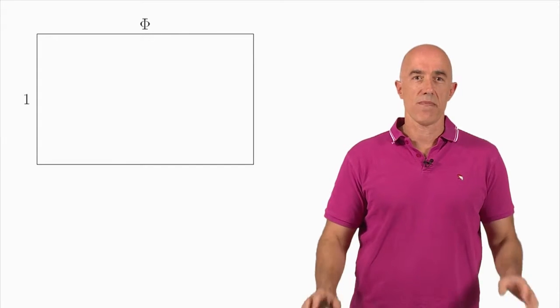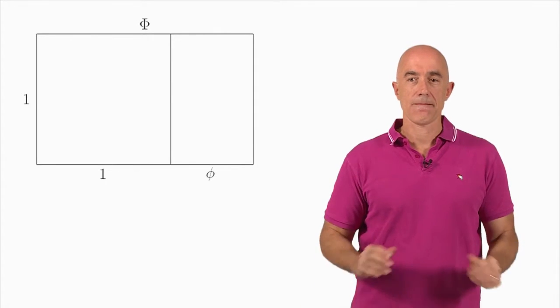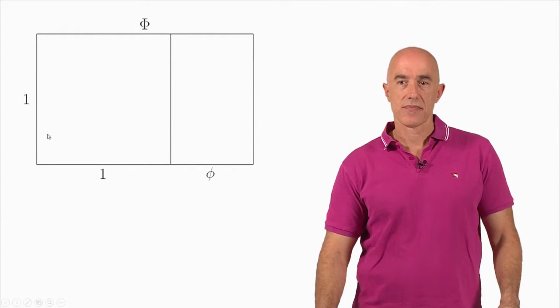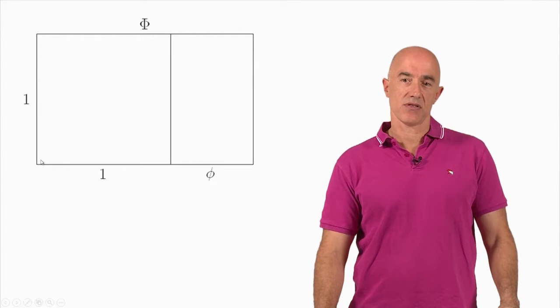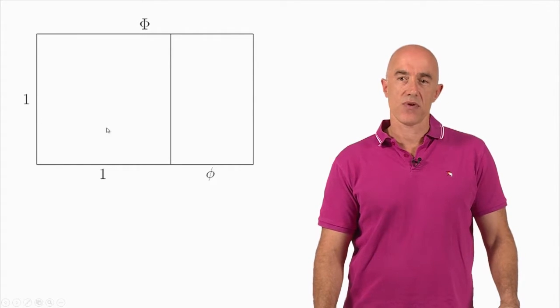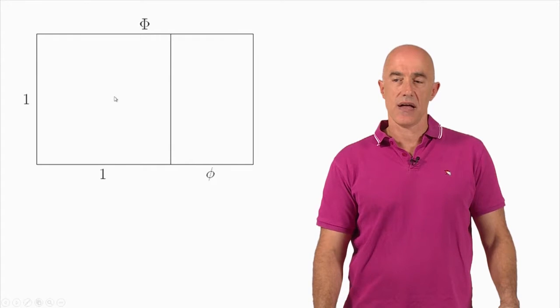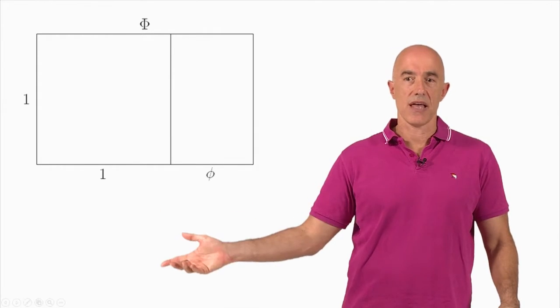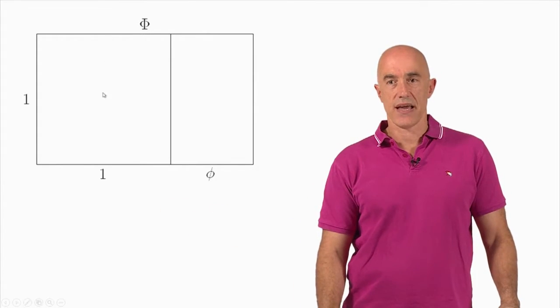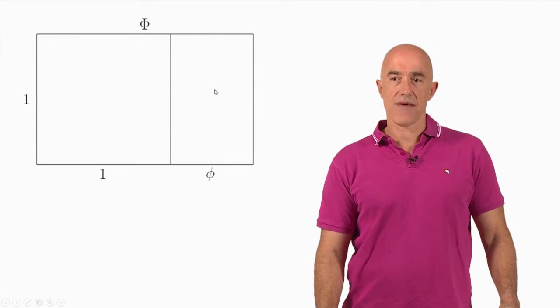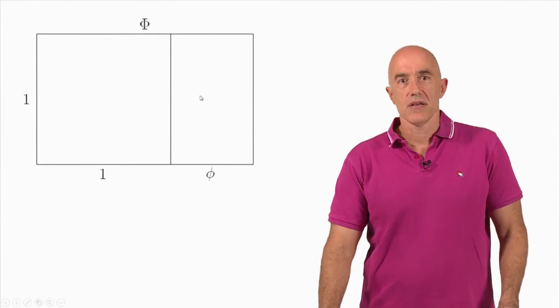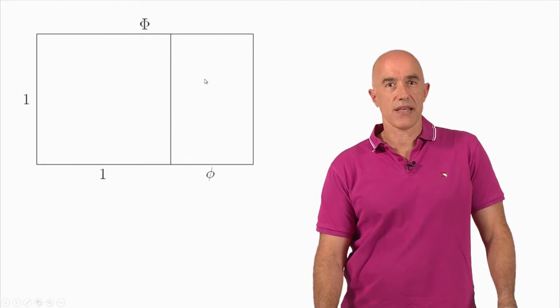So let's put the square back. Here's our square. We have the unit length. So we have a square here on the left side of this rectangle. And then we have another rectangle here. So what is the dimension of this rectangle?